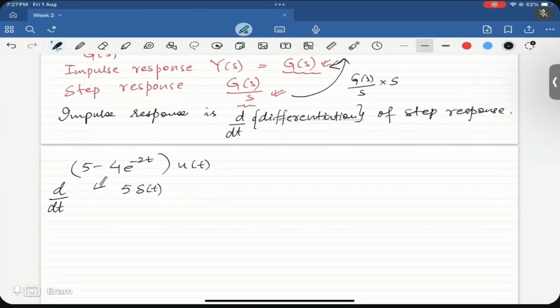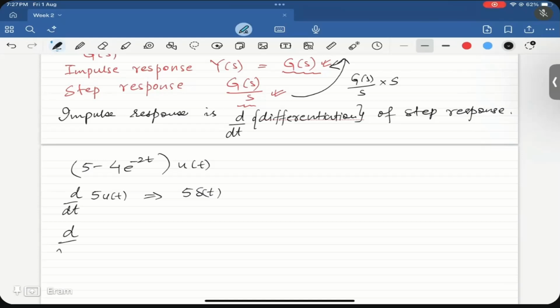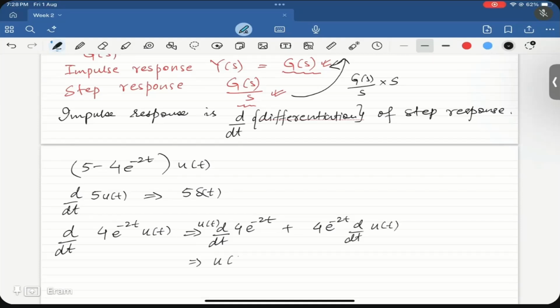Okay, so let's do it in parts. First, d by dt of 5u(t) will be 5δ(t), and then d by dt of 4e^(-2t)u(t) will be d by dt of 4e^(-2t) times u(t), plus 4e^(-2t) times d by dt of u(t), right? So this will be u(t) into -8e^(-2t).